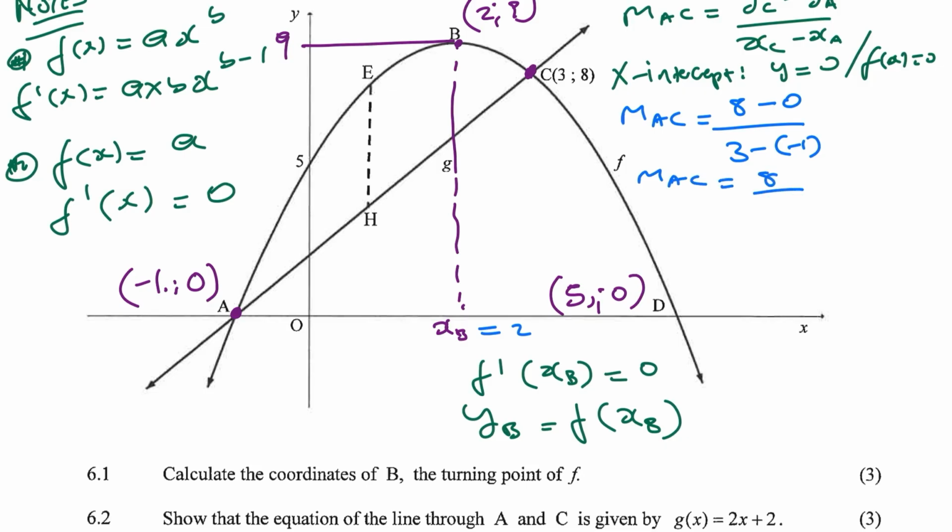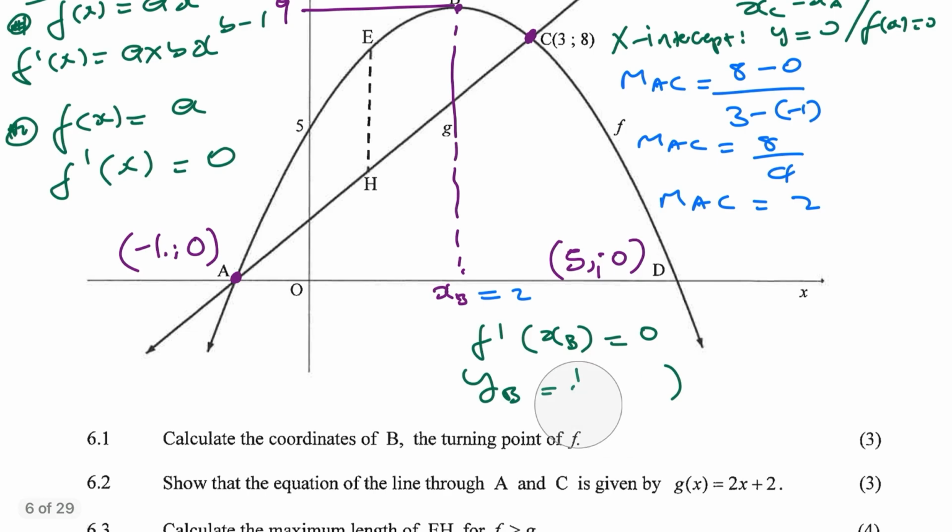So 8 minus 0 is 8, 3. 3 minus -1 is +1. 3 plus 1 is equal to 4. And the gradient of A and C is equal to 2. So the gradient of this line is equal to 2.